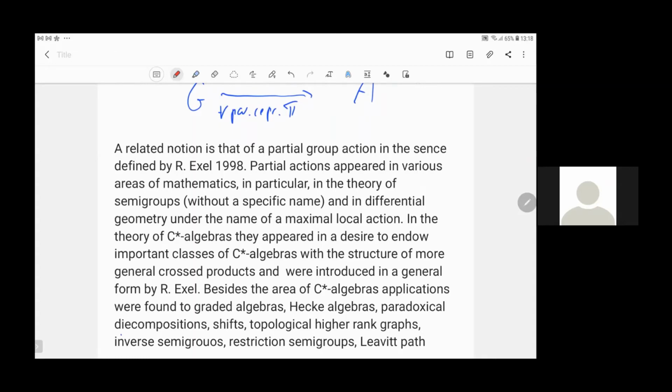So we can say that in those cases in which we have applications of partial representations to C*-algebras, we have also applications of partial actions, and they were introduced in the theory of C*-algebras by Exel in order to endow important classes of C*-algebras with a structure of a more general crossed products by partial actions.